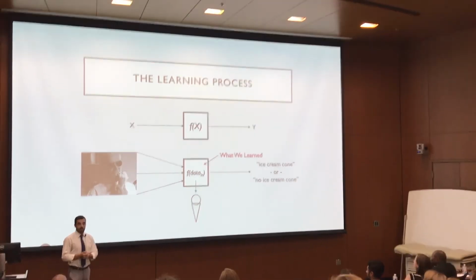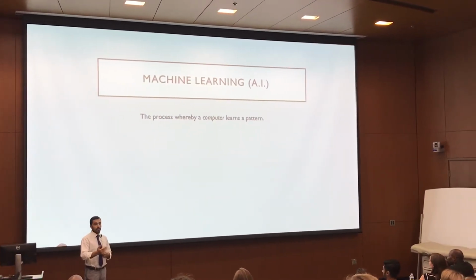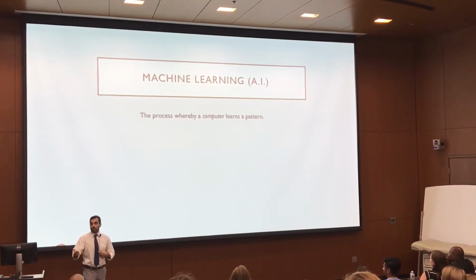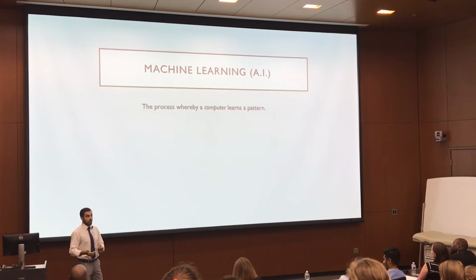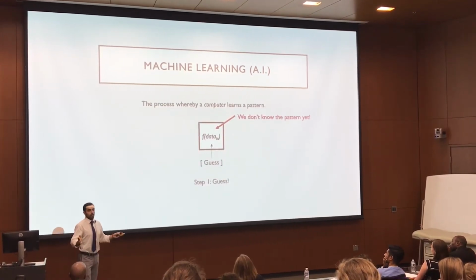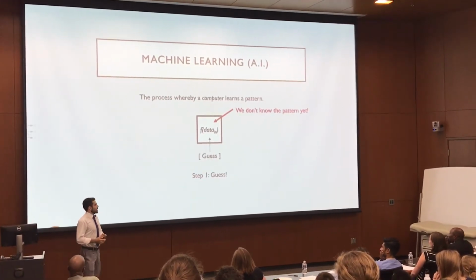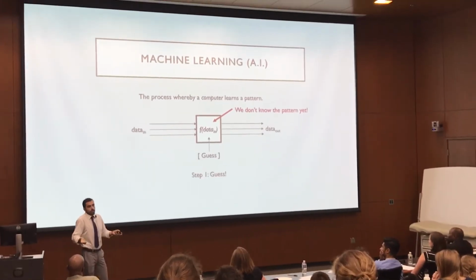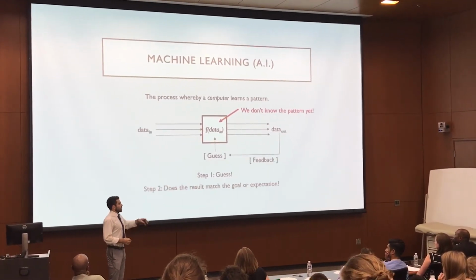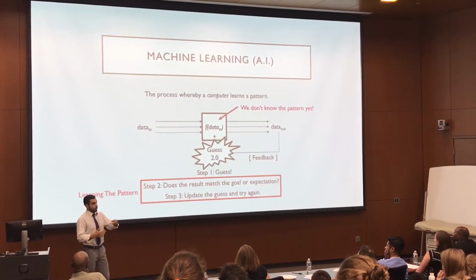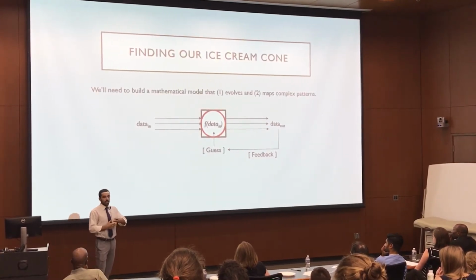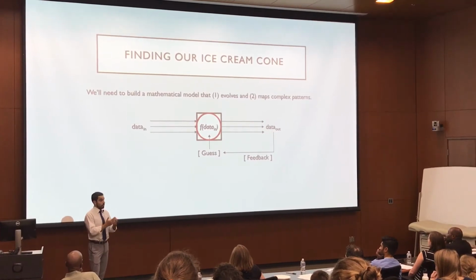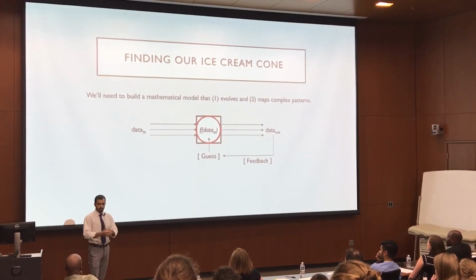So how can a computer do the same thing? Well, this problem is solved by machine learning, which is the process whereby a computer learns a pattern. And there are many types of machine learning, but they all follow the same 3 steps. First, we have no idea what we're looking for, so we start with a guess. Second, we just pass some data through our function and see what comes out. Next, we see whether the output matches our expectation of what it should be, and use this information to update the guess. And by repeating this process thousands of times, our initial guess of the pattern becomes more and more accurate. It's essentially guessing and checking.